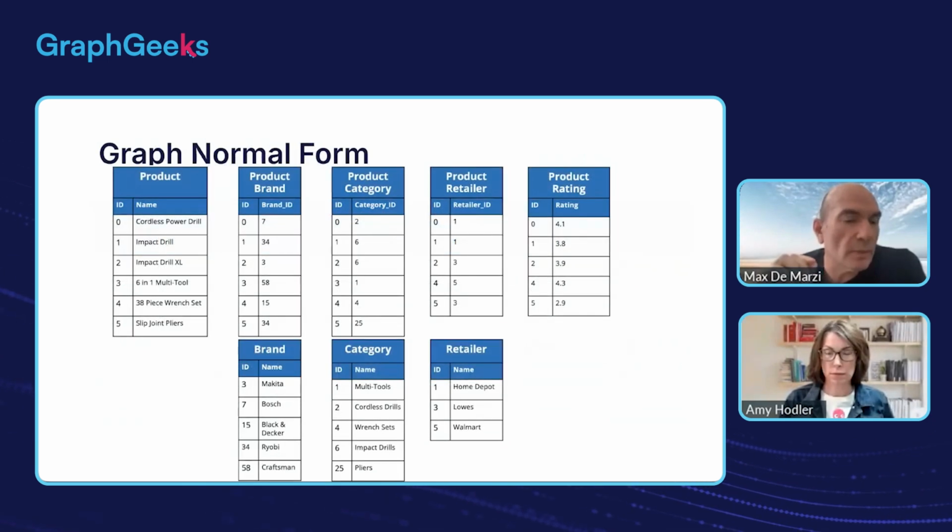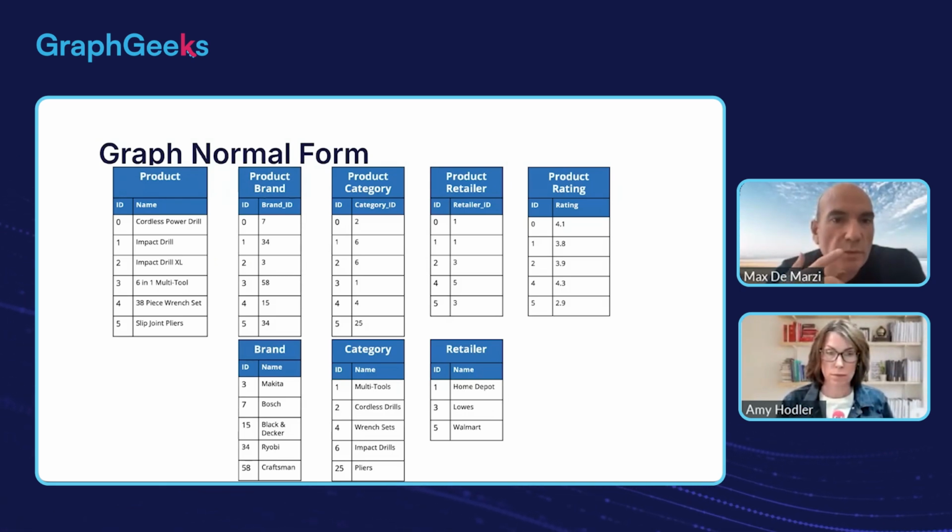So we have the product, which just has something unique to it, like the name. And then we have brands, categories, retailer, and rating as separate tables. And then the brand, the categories, and retailers have their own table separately from that. What's nice about this is there are no duplicates, there are no nulls. Everything is kind of clean, if you will.